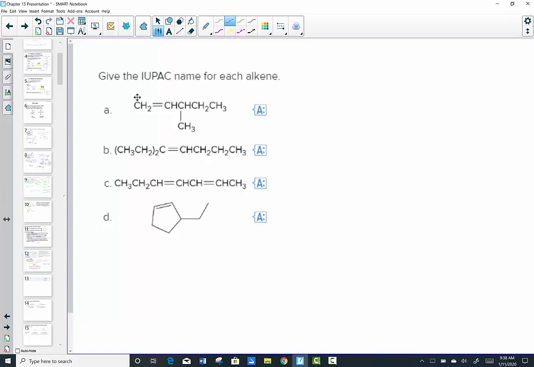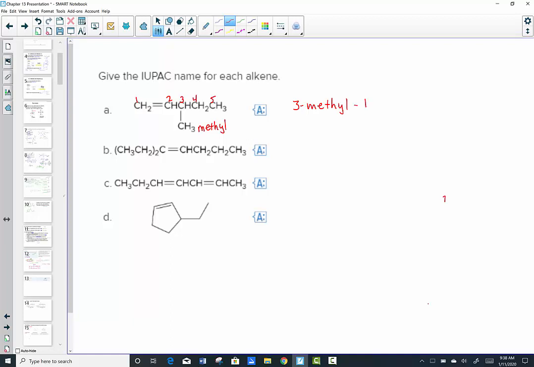So let's just go to work with letter A. We have a 1, 2, 3, 4, 5 carbon chain. And I can see a substituent group of a 1 carbon methyl coming off of carbon number 3. So we'll let the reader know by naming with location and the prefix meth that there is a methyl group coming off of the longest carbon chain at the position 3, 3-methyl.